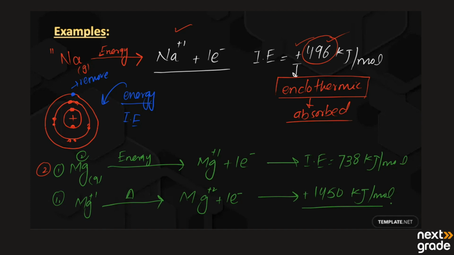So this is a simple example related to ionization energy. Simply, to remove an electron from the valence shell of an atom of an element, we need to provide energy to the atom. That energy is known as ionization energy.